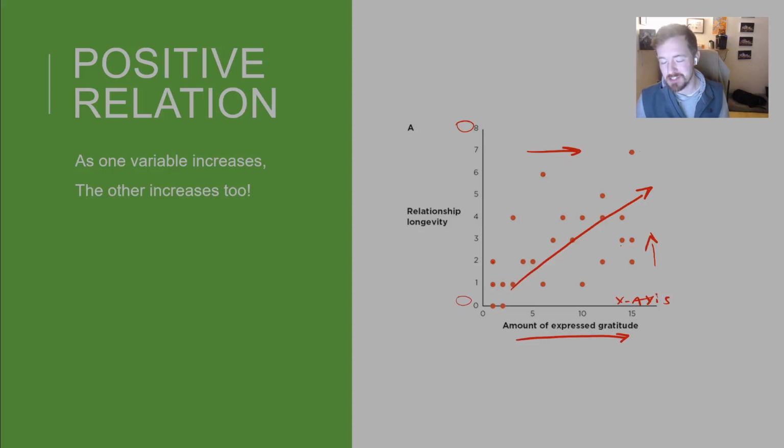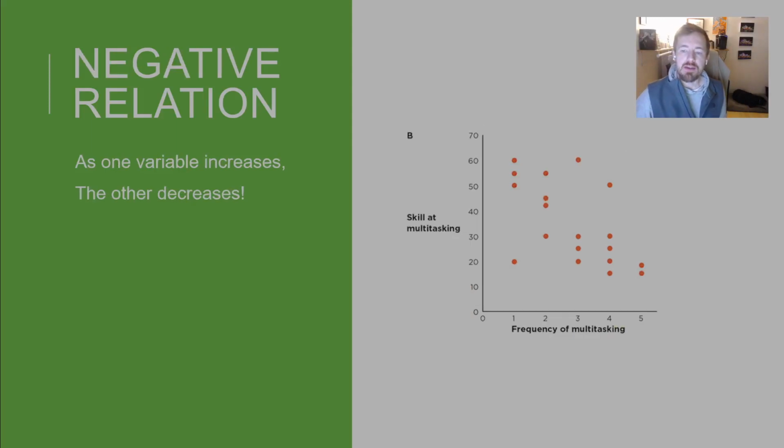That'll be next semester in your stats class. The next relationship is called a negative correlation, and this one is a little bit harder to understand because it's kind of counterintuitive, that as one of these variables goes up, the other variable goes down. So here we're looking at how frequently someone multitasks and how good they are at multitasking. And this is actual data, and people don't like to hear this, but the more that people multitask, the worse they get at multitasking, actually.